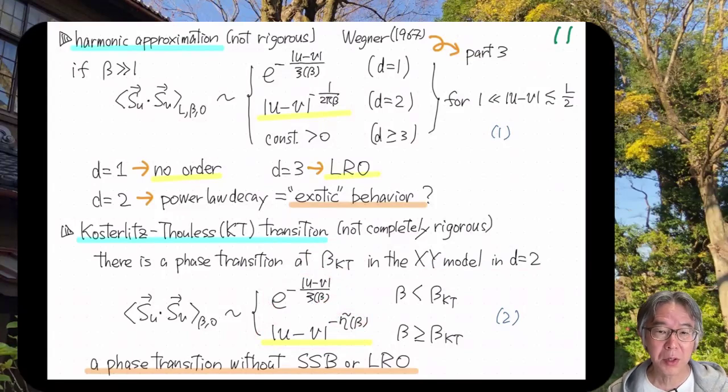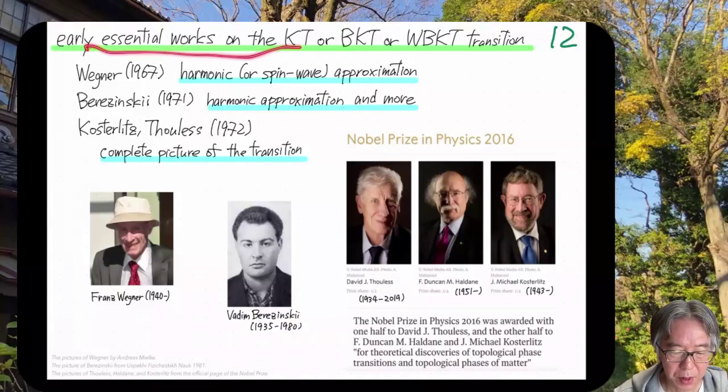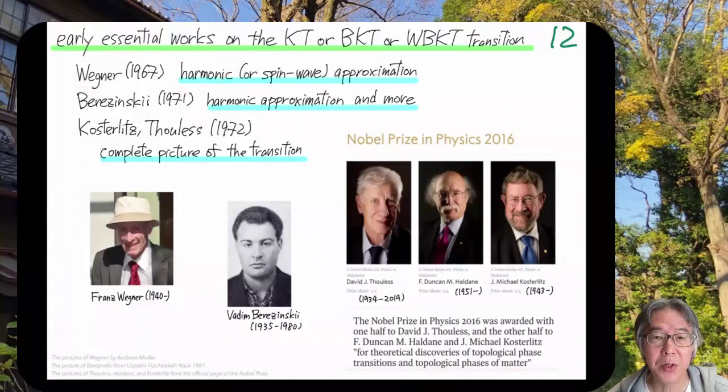Okay, so this is very interesting. This is a very interesting phase transition where the low temperature phase exhibits no spontaneous symmetry breaking or no long-range order, but still there is a phase transition. Let me briefly discuss early essential works on this transition. So as I said, in 1967, Franz Wegner invented this harmonic approximation and discovered that there should be an exotic low temperature phase.